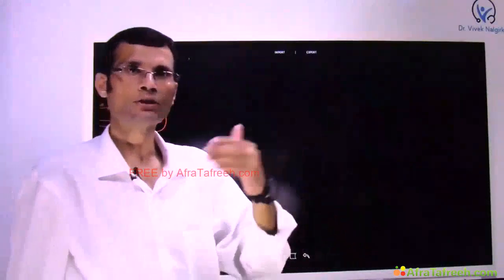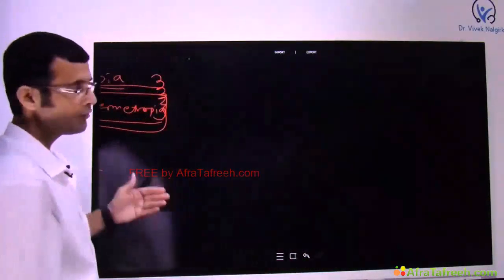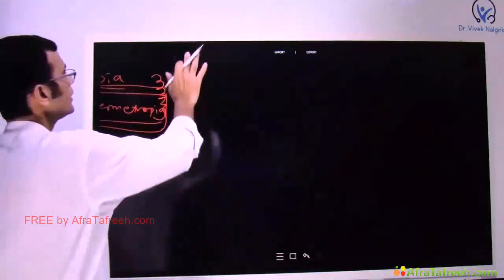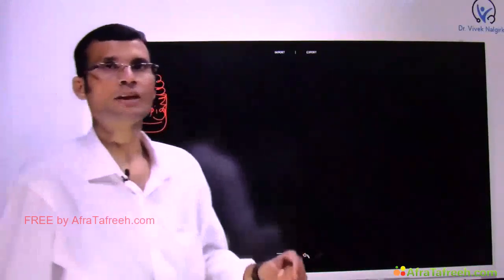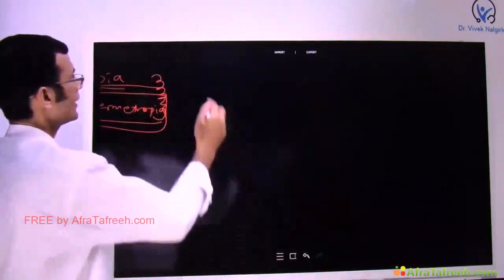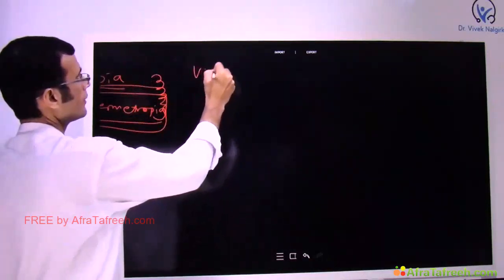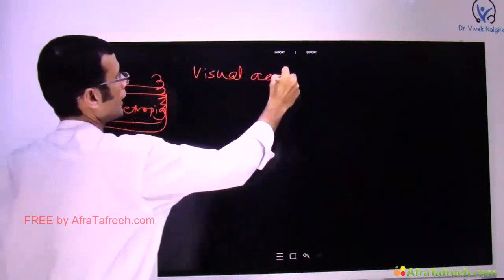How do we check the vision? Distant vision, near vision. Near vision is tested clinically by the Jaeger's chart, and distant vision is by the Snellen's chart. So before we talk about the Snellen's chart, let us try to understand the visual acuity.